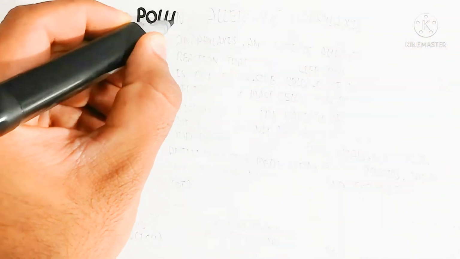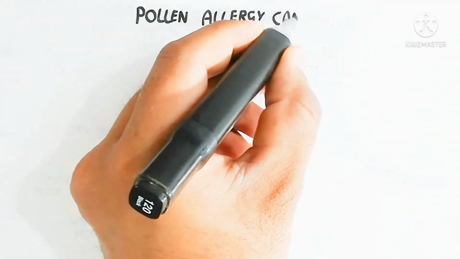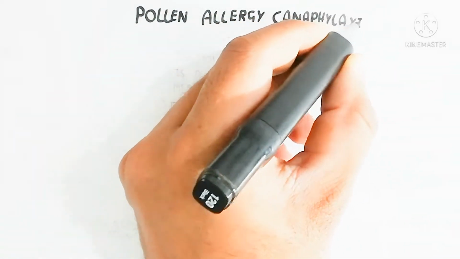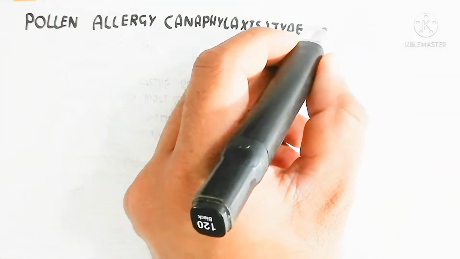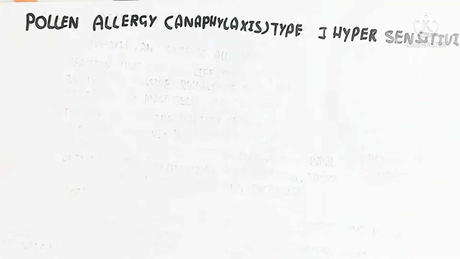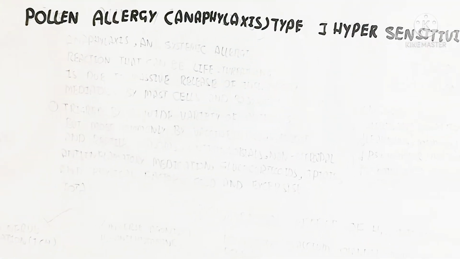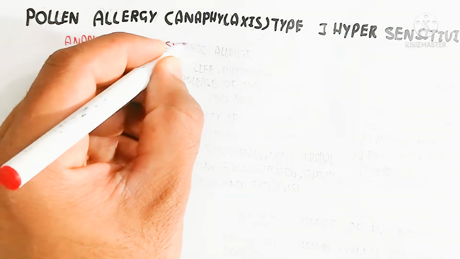Hello, in this video we will discuss anaphylaxis. Anaphylaxis is basically a type 1 hypersensitivity. This is due to pollen allergy, but there are many factors involved. For example, we will discuss those here. First of all, we need to introduce anaphylaxis.